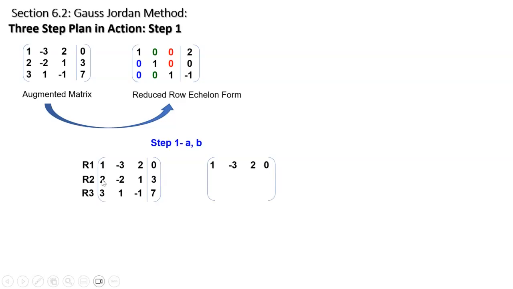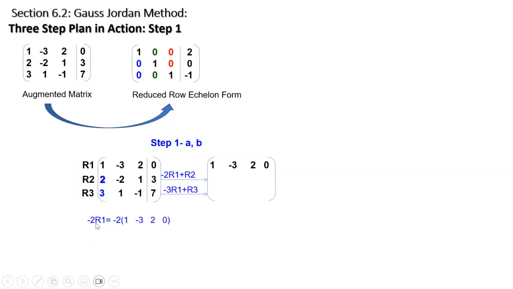So I have to eliminate the 2 in column 1, row 2, and the 3 in column 1, row 3. That's why I put it in blue, because it's step 1. I need to eliminate that 2, which means I need to use row 1 to eliminate it in row 2. So here, guys, I'm going to multiply -2 times row 1 and add it to row 2. I'm going to multiply -3 times row 1 and add it to row 3.